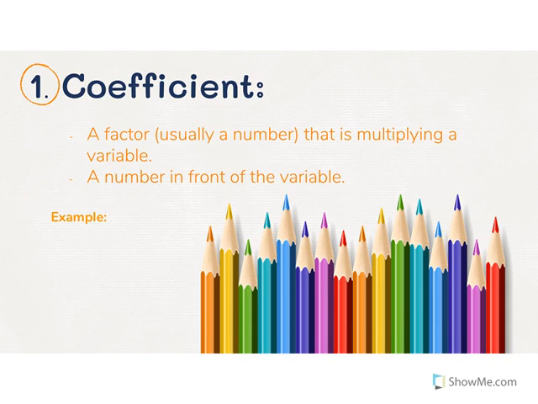So terms and definitions to go over before we start doing examples. Your first term is a coefficient. This is a factor, usually a number, that is being multiplied by a variable. This is also known as the number in front of the variable.